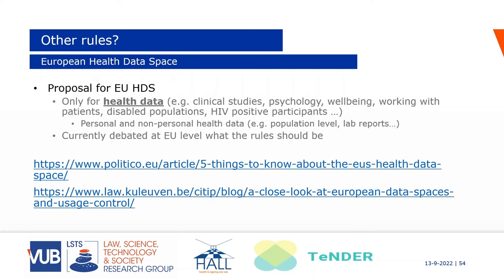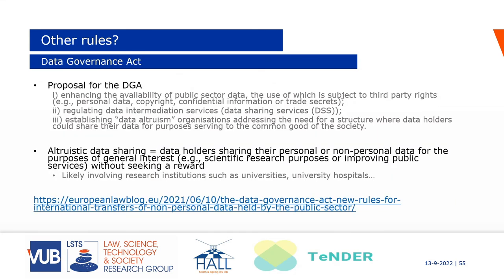Feel free to read the blog posts. I think that they explain very well what is going to happen. The other thing is the Data Governance Act. This one focuses on altruistic data sharing. The idea is that research organizations can access data that is held by public bodies. So for example, governments and public agencies will have to make their data freely available for use. This is not the case yet, but it will be, or it could be, once this is passed by the parliament.